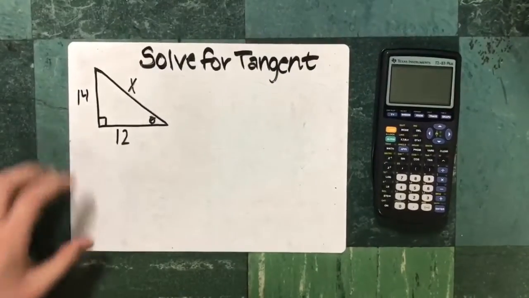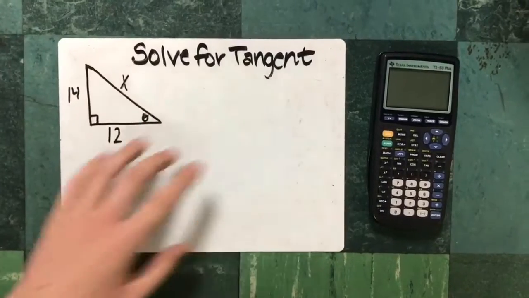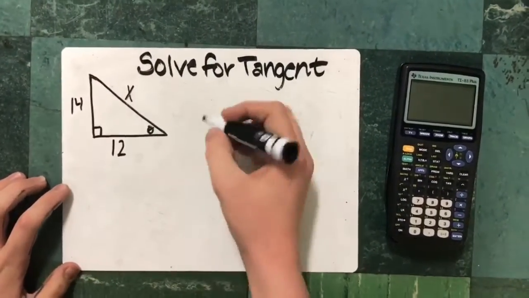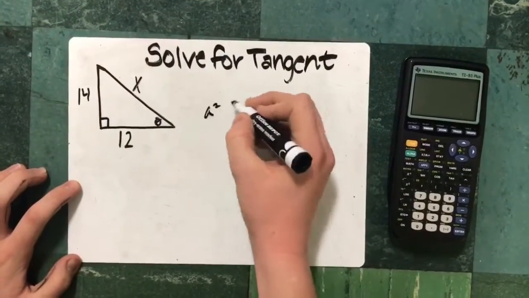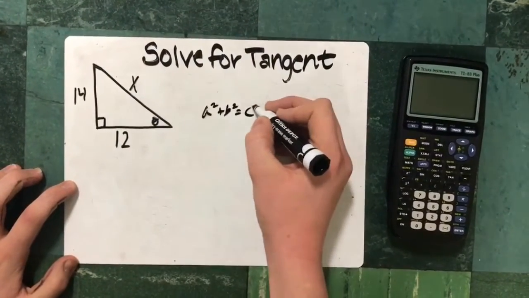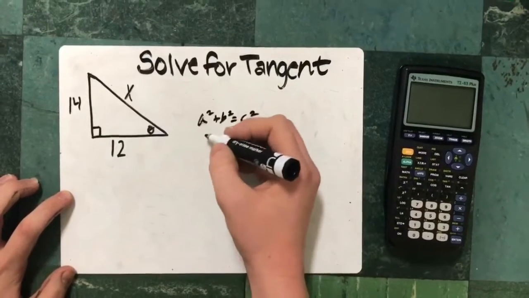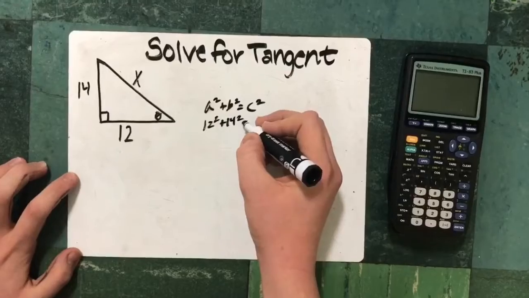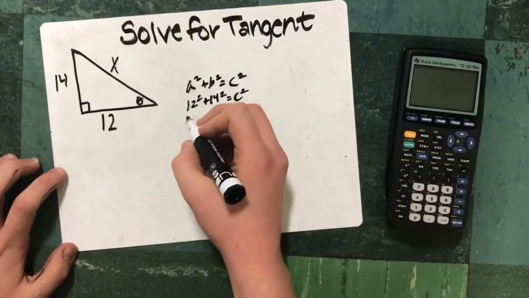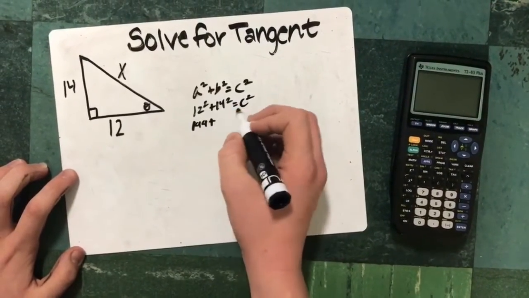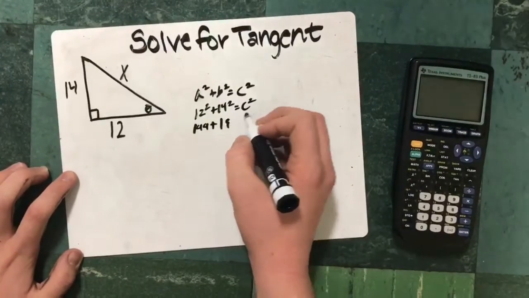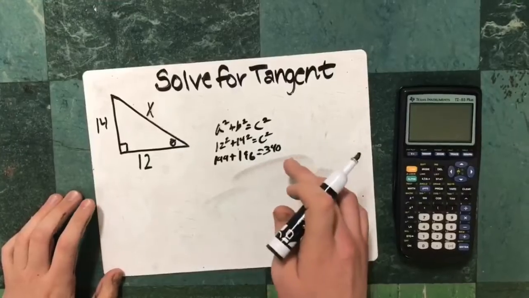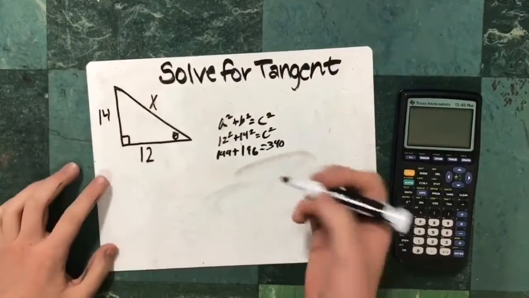Okay, so for this triangle, we need to solve for the tangent, but first we need to get the hypotenuse using the Pythagorean theorem, which is a squared plus b squared equals c squared. So in this instance, it's 12 squared plus 14 squared equals c squared. 12 squared is 144, and 14 squared is 196, and that equals 340. And since 340 is way too big for x, we have to do the square root of 340.